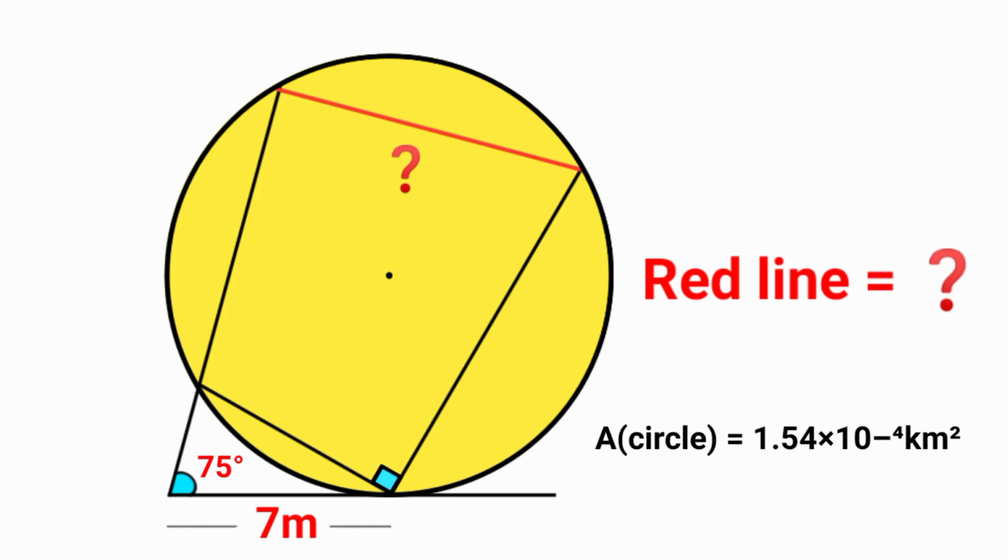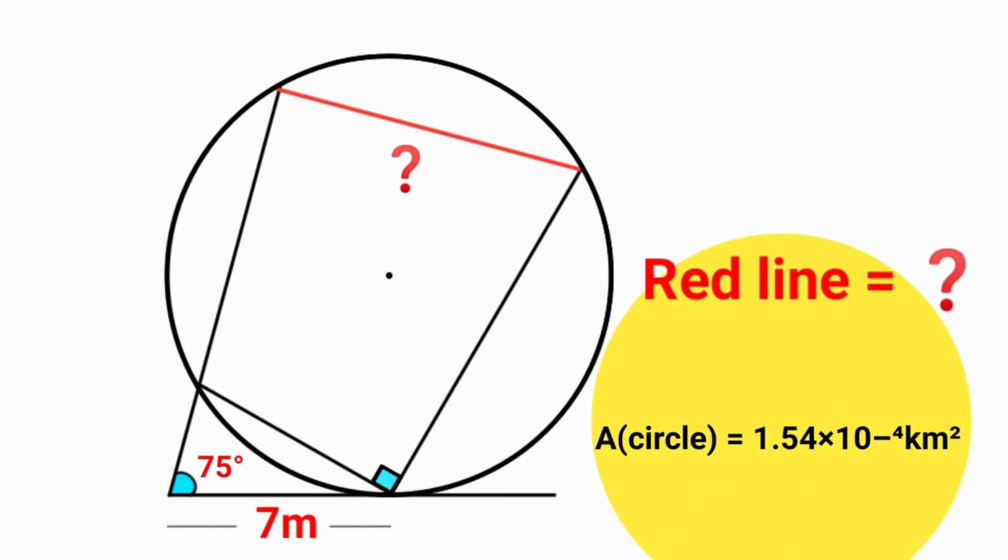Hello friends, we have a very interesting question today. We are asked to calculate the length of the red line, that is this line segment here. We have the length of this tangent segment to be 7 meters. The size of this angle is 75 degrees and this angle here is a right angle.